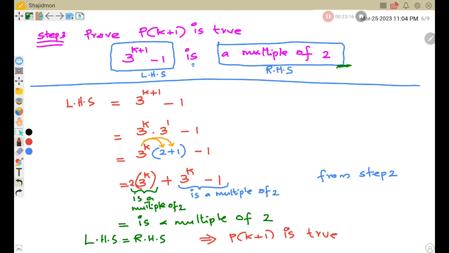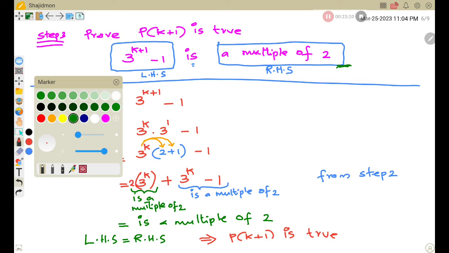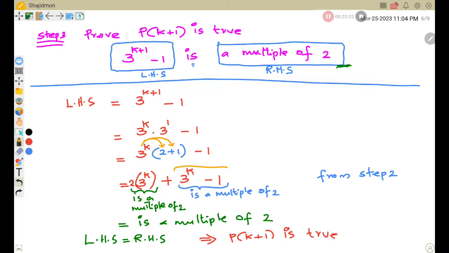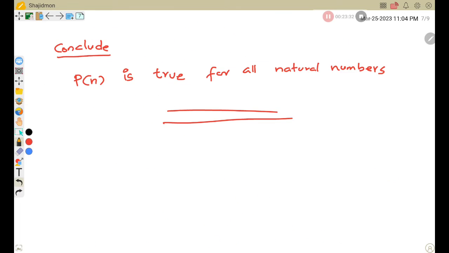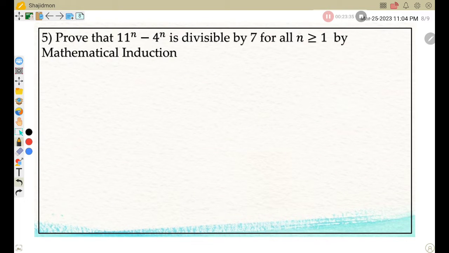So I hope you understood why we are splitting here 2 plus 1, because we need these two terms separately. That's why we are splitting here. We need 3 power k minus 1, then we can use step 2. For that we are dividing 2 plus 1. Okay, so keep that step in mind. Now let me go to question number 5 here. Only some of the questions I am solving in this recorded class.